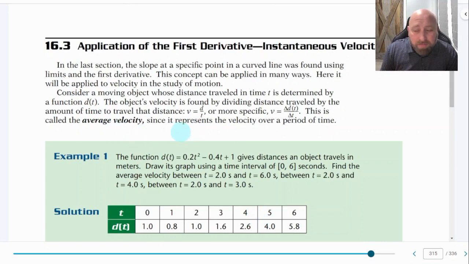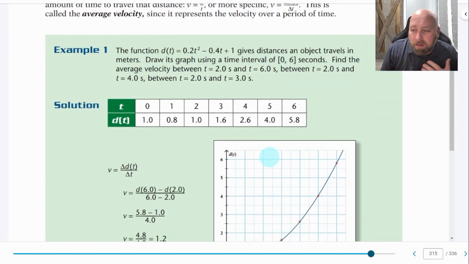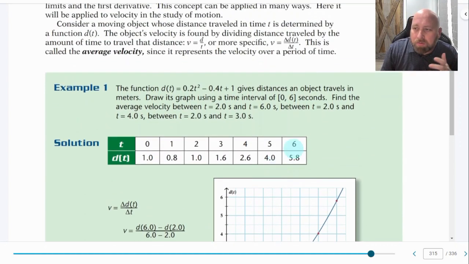We're going to do one of these average velocity problems, and then take it to the next level and use the first derivative to find what we call instantaneous velocity. But let's just take this problem right here. Example number 1. The distance equals 0.02t squared minus 0.4t plus 1. This function gives the distance an object travels in meters. Draw its graph and time. They've already drawn it out, so we can look at it. All right, so here's the chart we'll be using.